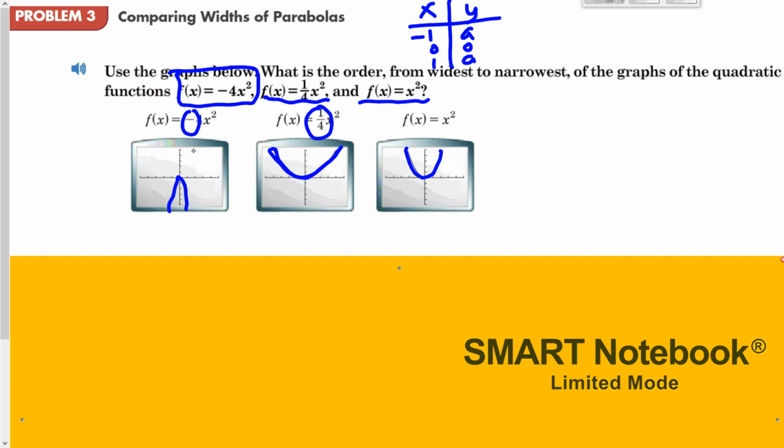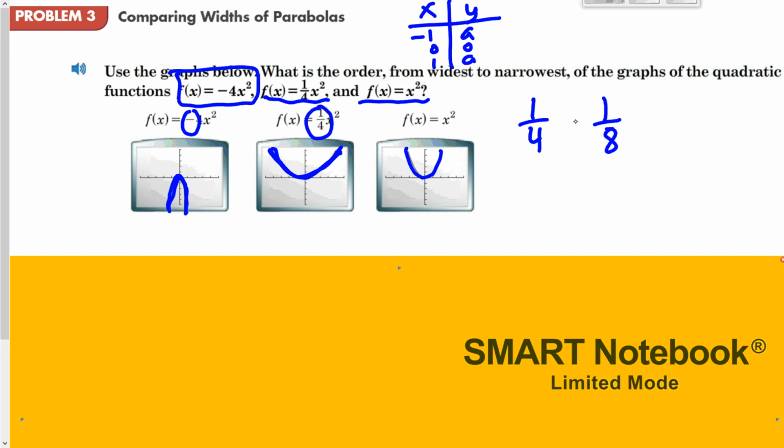But what about that 4? What did that 4 do to the graph? How is it different than this parent function? It's narrower, right? It's skinnier. This one's wider because it's 1/4. So with fractions, the smaller the fraction, the wider it's going to be, right?